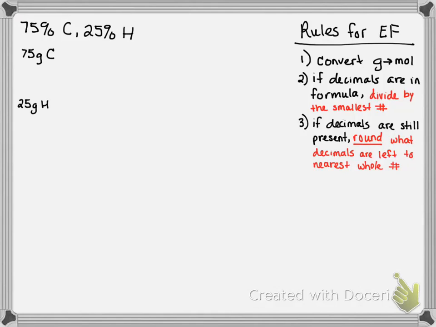To convert each one of these to moles, if you need to, you can use your mole roadmap. If not, hopefully you've got it down by now that you know 1 mole of any substance is equal to the mass of that substance. So for carbon, 1 mole is going to be equal to 12 grams. And if we divide the 75 by 12, we get 6.25 moles of carbon.